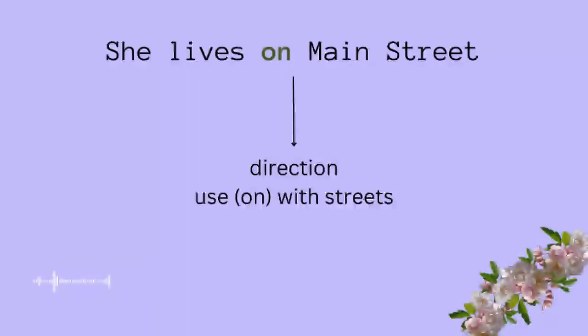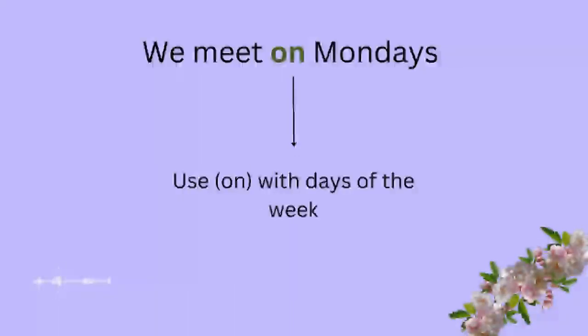Let's have a look at another example. We meet on Mondays. On Mondays. Why are we using on? Because we are speaking about days of the week. So when it comes to speaking about days of the week, you need to use on Monday, on Tuesday, things like that. This is number 1.